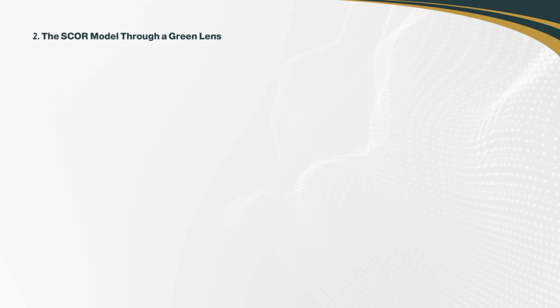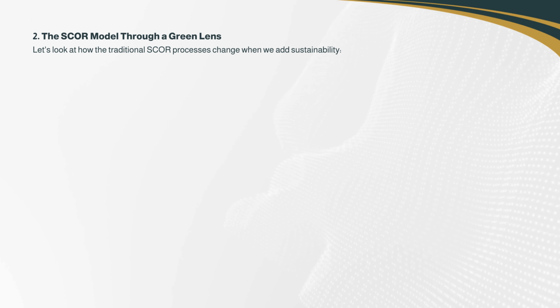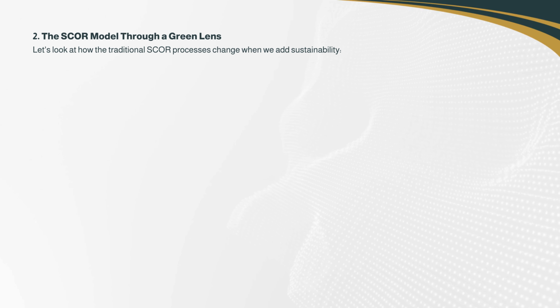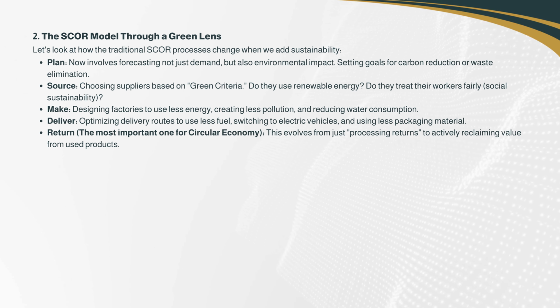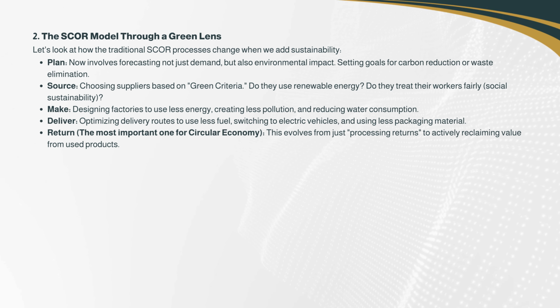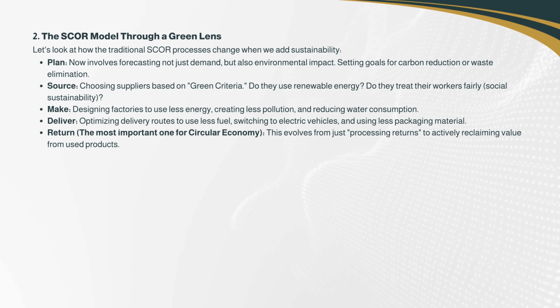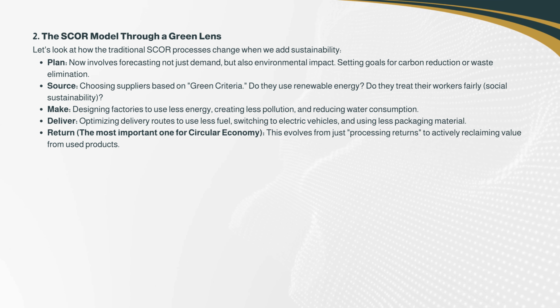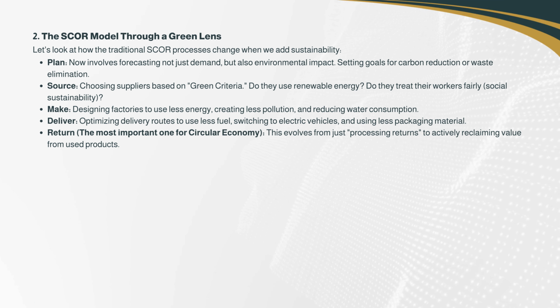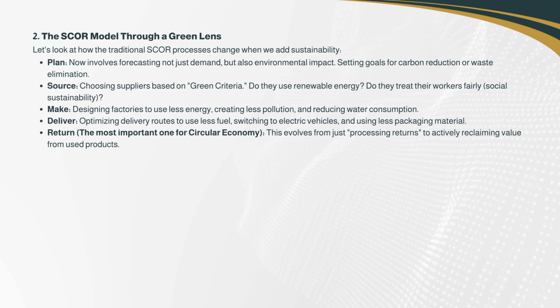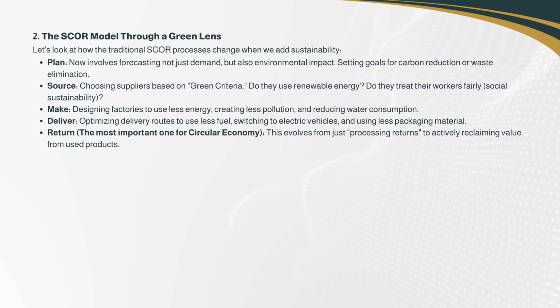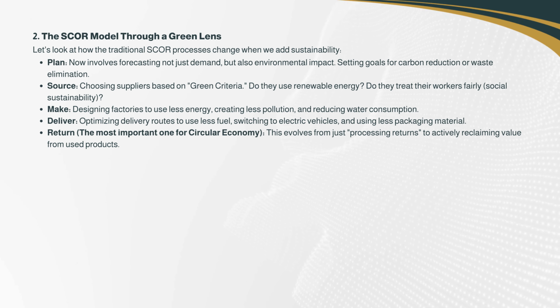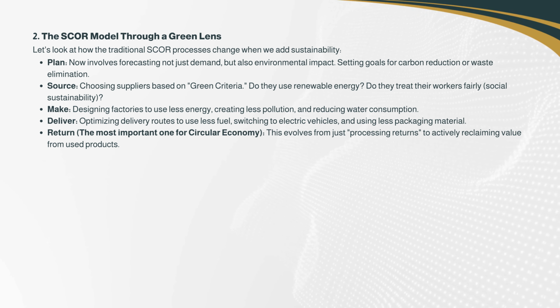2. The SCOR model through a green lens. Let's look at how the traditional SCOR processes change when we add sustainability. Plan now involves forecasting not just demand, but also environmental impact. Setting goals for carbon reduction or waste elimination. Source: choosing suppliers based on green criteria. Do they use renewable energy? Do they treat their workers fairly? Social sustainability. Make: designing factories to use less energy, creating less pollution, and reducing water consumption.